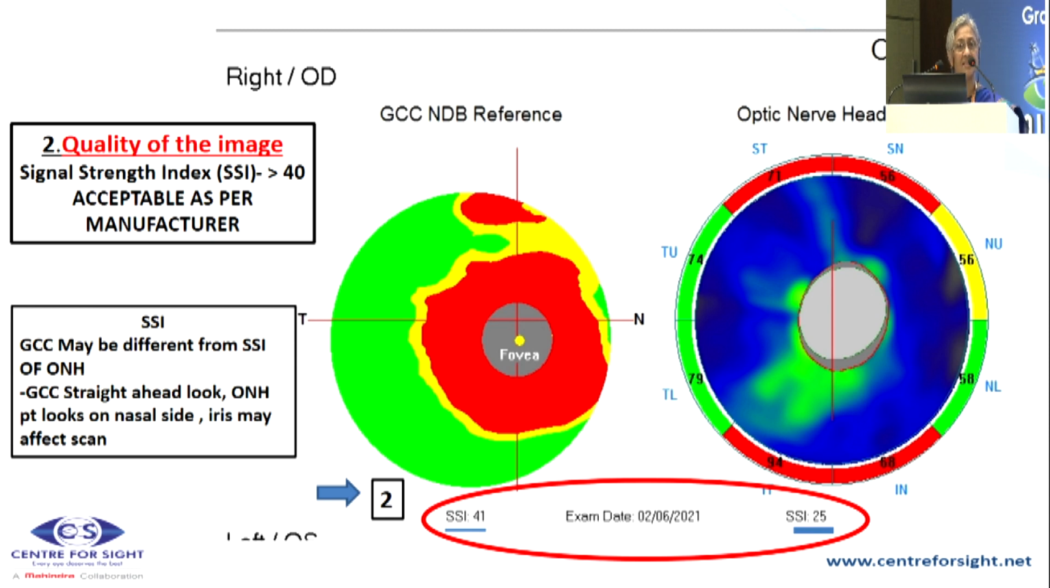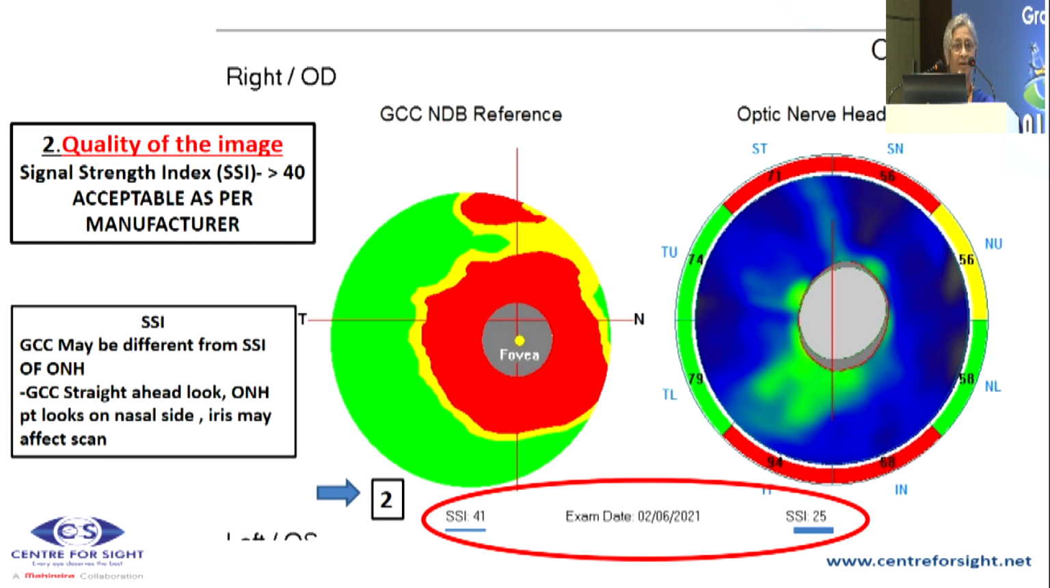Now look at this, the RTVue scan. I have marked in a, please can I have a pointer? So you can see that there is a yellow color, a red colored mark out here. And this is the signal strength. At the bottom I've written there's 41, and as per this it is 25. Now remember that if you look at the first scan, that is this one, this is the scan of the GCC, that is the ganglion cell, macula. In this, you find that it is only 41. Why is it 41? Because the patient is looking straight on. Therefore, you get a very good image.